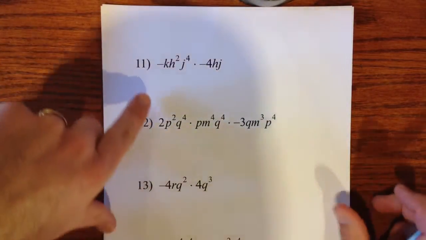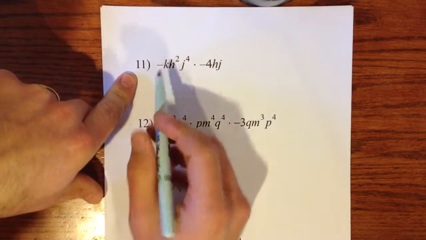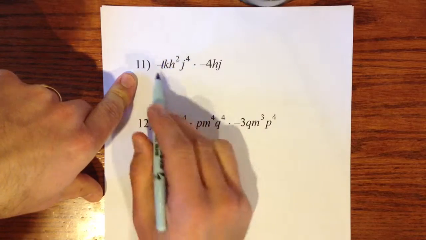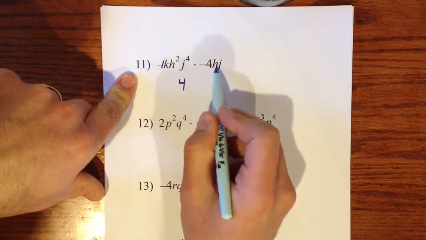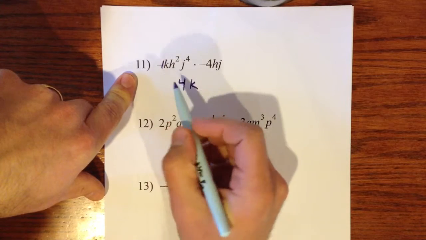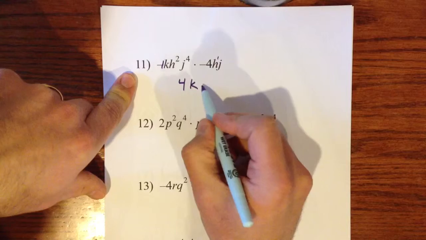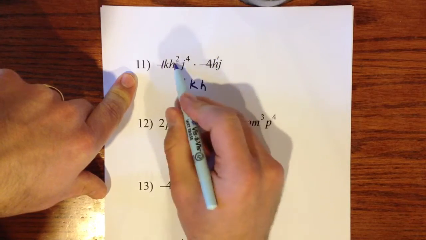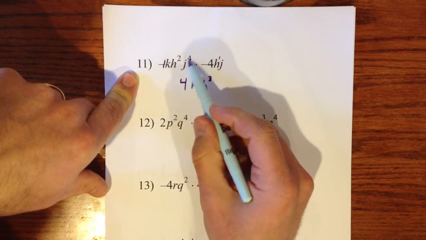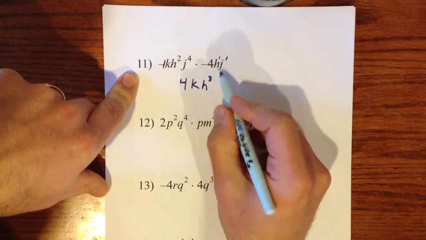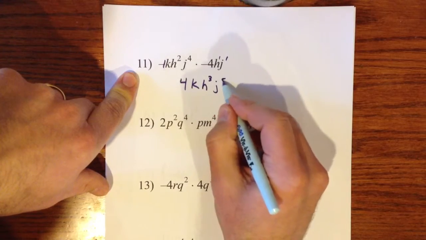Alright, number 11. Again, you got to be careful. This is like a -1. So -1 times -4 is +4. K is not multiplied by anything, so I'll just rewrite that. H squared times h, that's h to the first. So h to the first times h to the second is h to the third. And then h to the fourth times j to the fourth times j to the first is j to the fifth.